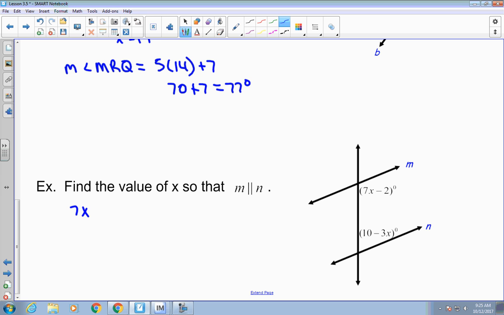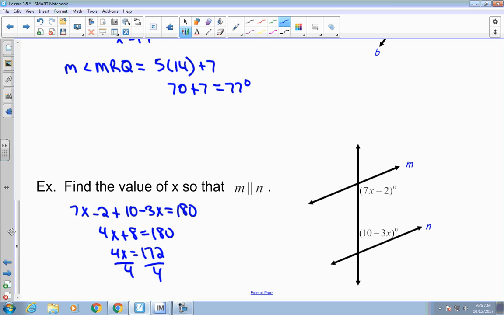Okay, so we're going to do 7x minus 2 plus 10 minus 3x equals 180. And so we collect our like terms. That gives me 4x plus 8 equals 180. Subtract 8 from both sides. That gives me 172. And divide both sides by 4. And that gives me 43 for x. Now, do I need the angle in this one, or are we good with just x? We're good with just x. Okay?